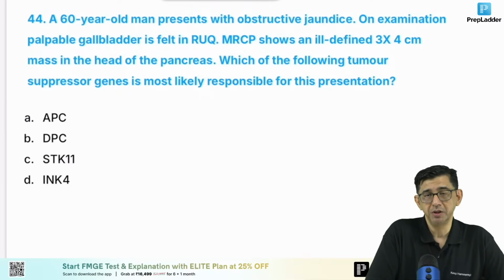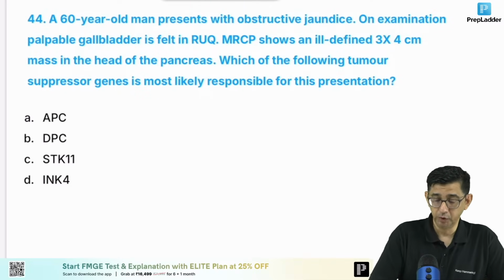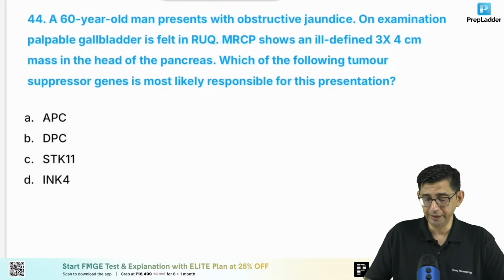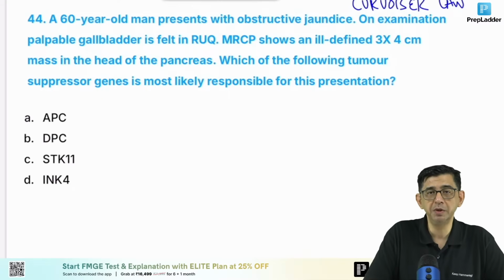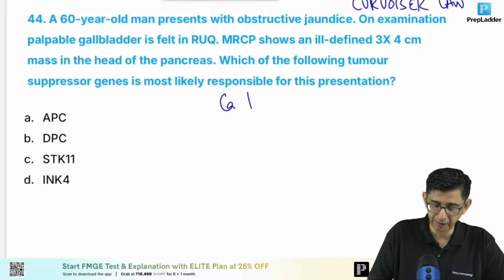This man came with obstructive jaundice. There is a palpable gallbladder felt in the right upper quadrant. This is called Courvoisier law. Courvoisier law would mean that there would be a palpable gallbladder in a patient. The MRCP is showing a mass in the head of the pancreas. So we are talking about a pancreatic tumor in this case. We are talking about a carcinoma pancreas.